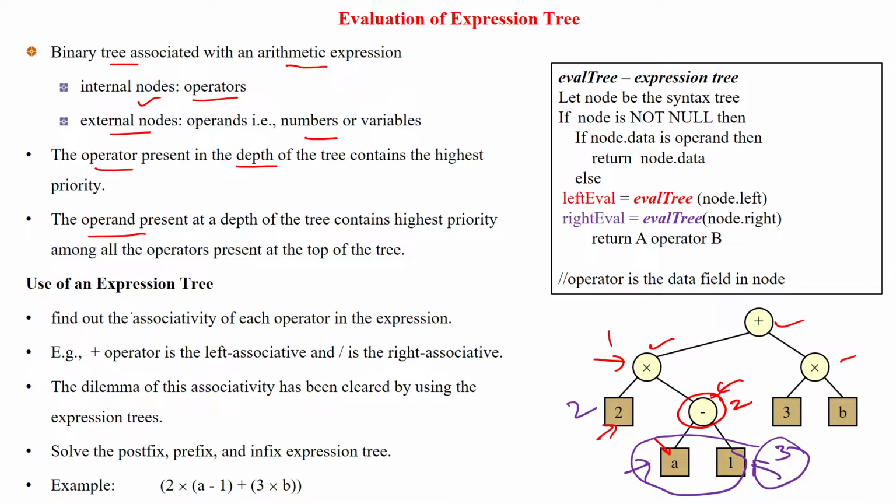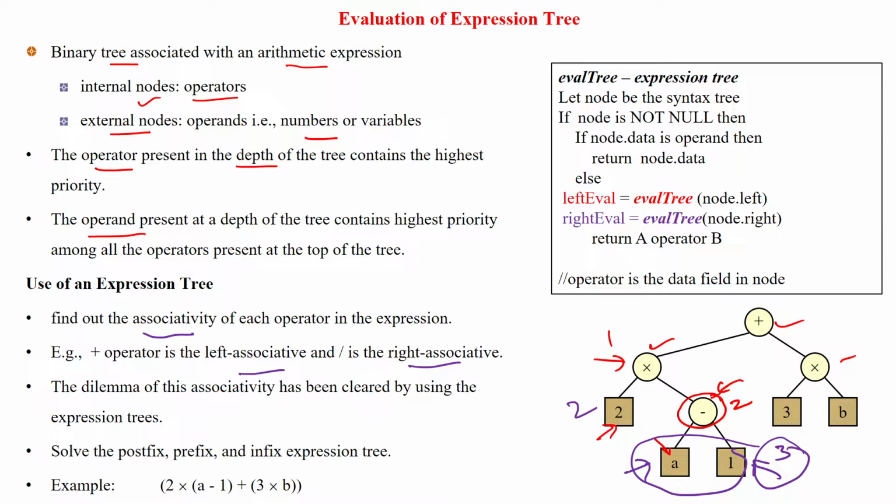The use of an expression tree here is to represent the associativity, that means which is having more priority, I mean precedence level, right associative or left associative. So that associativity can be represented by using the expression tree.